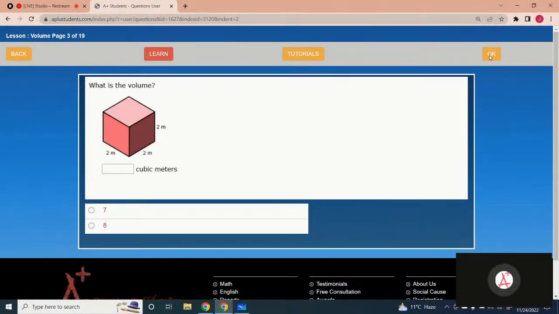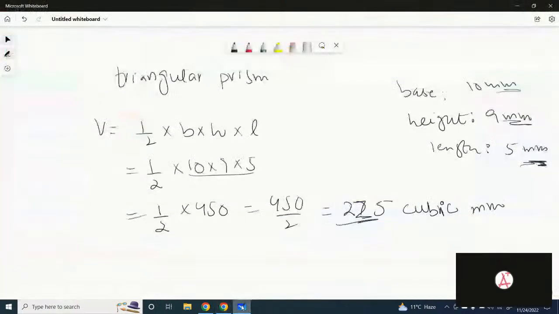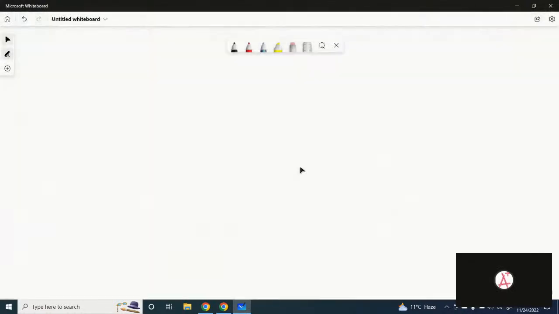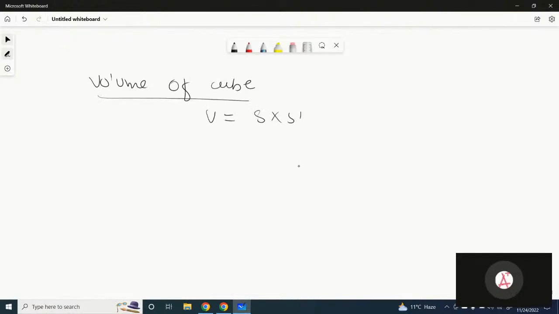Okay, the next one is a cube. You have to find the volume of the cube. You can note down these formulas. The volume of the cube is V equals side times side times side.